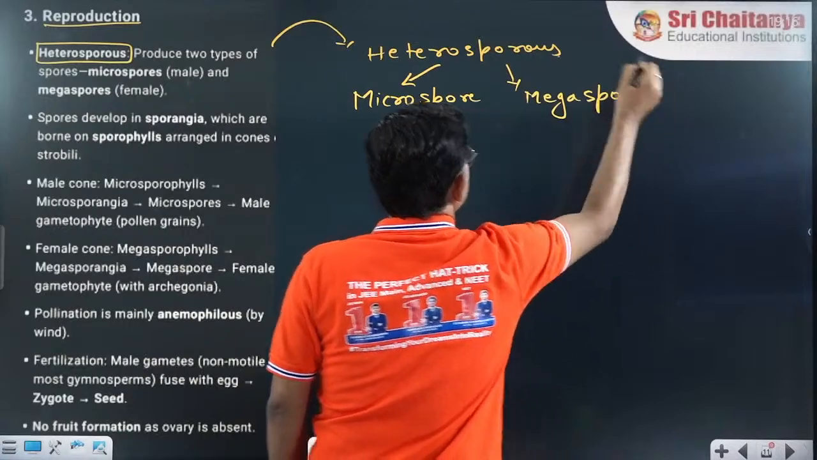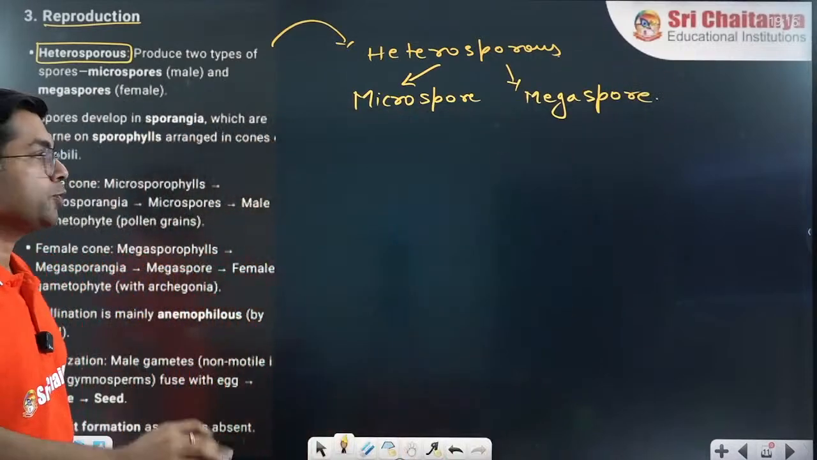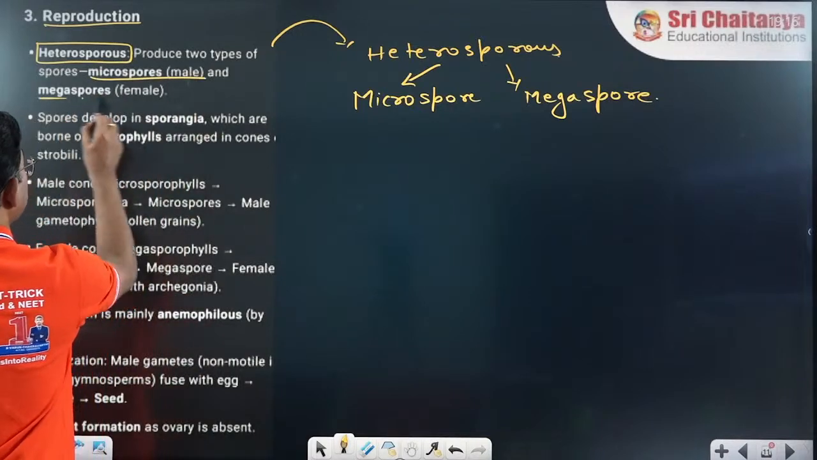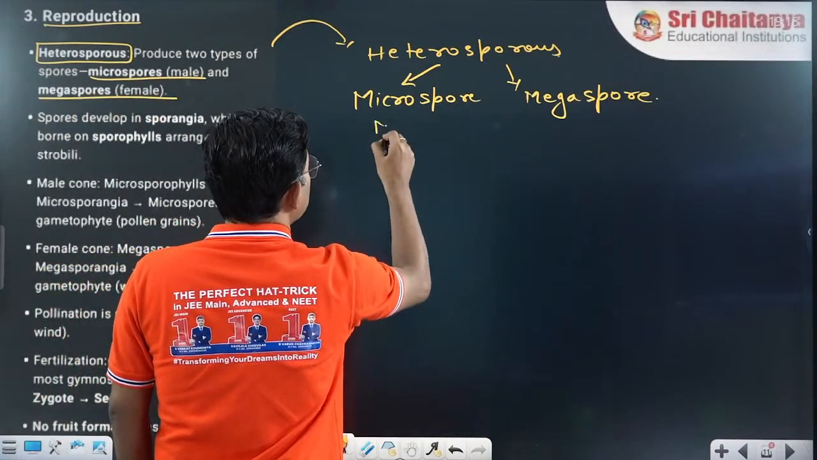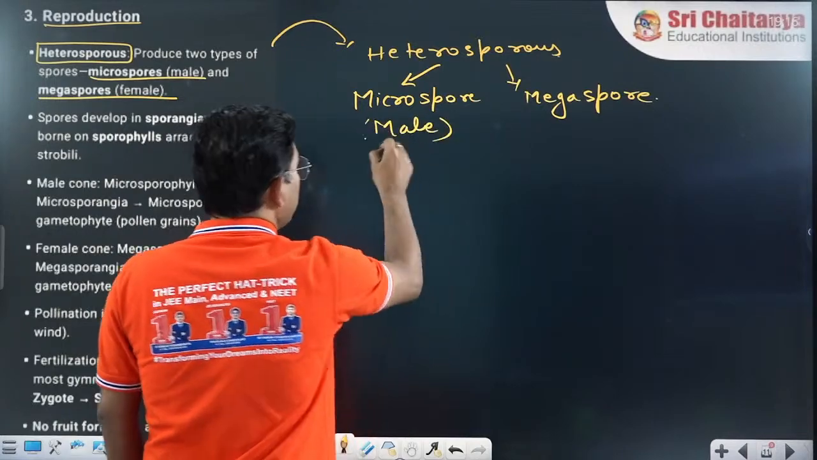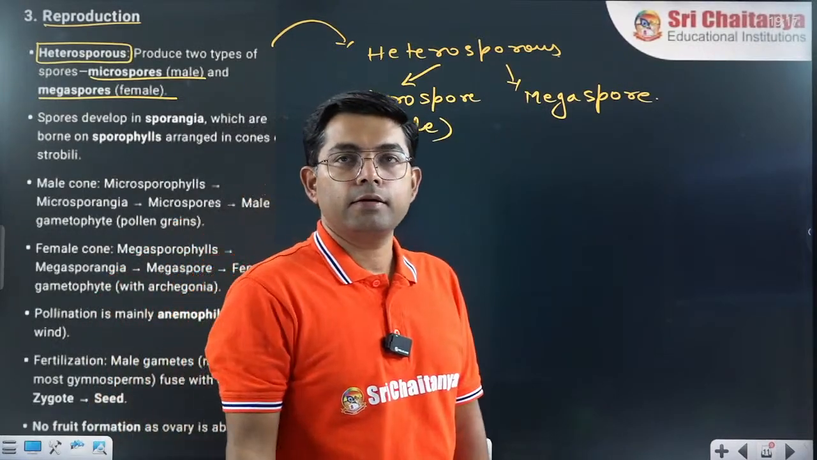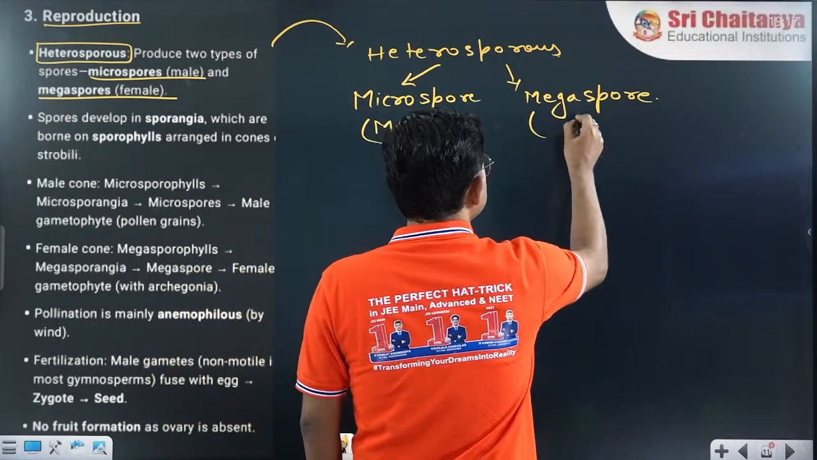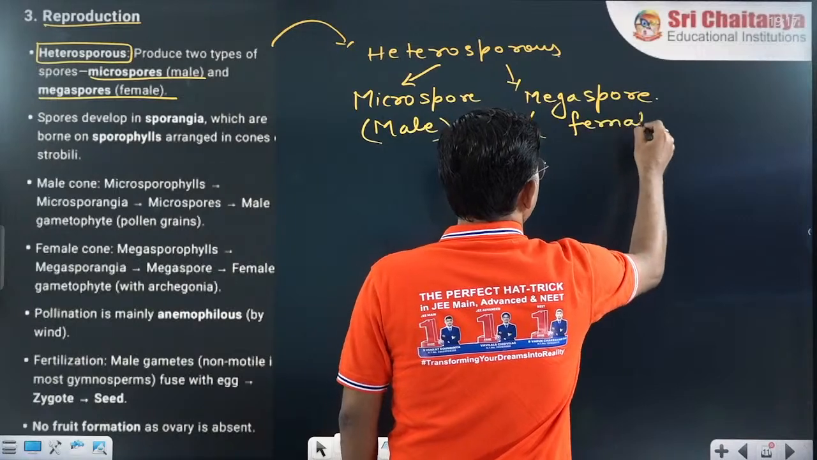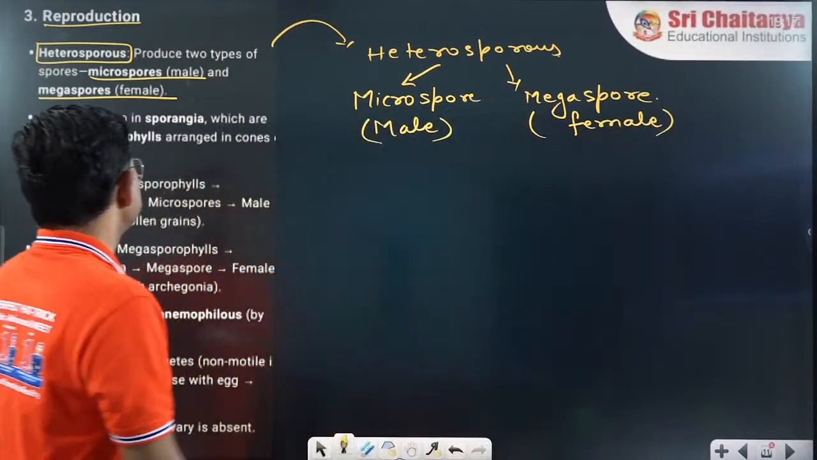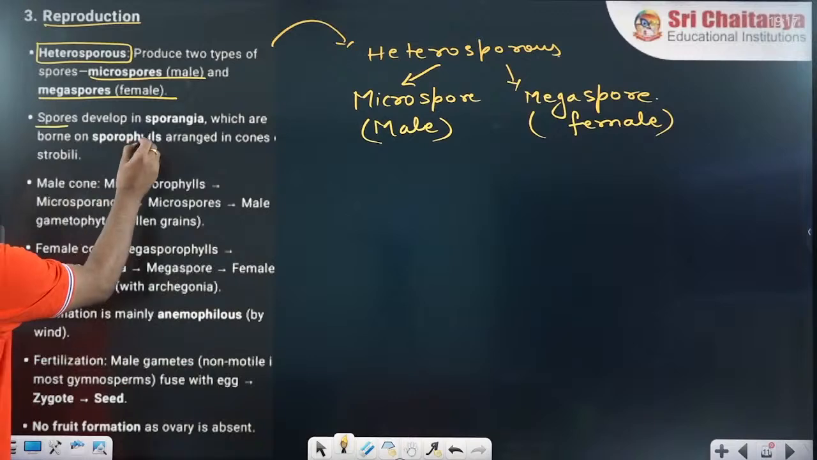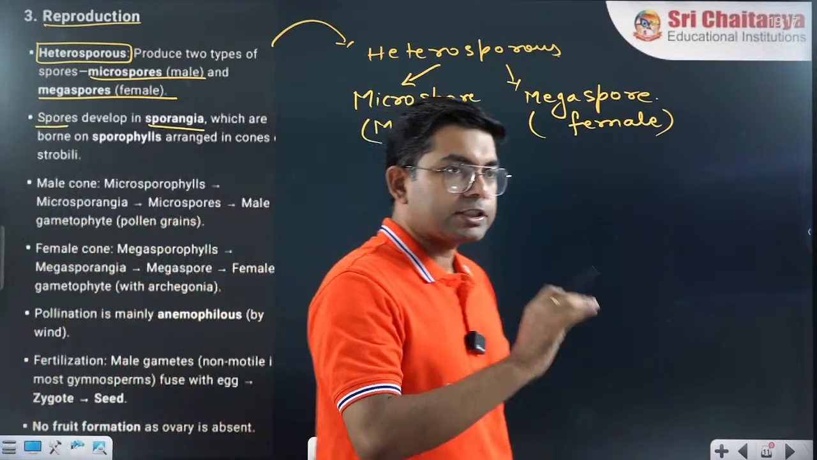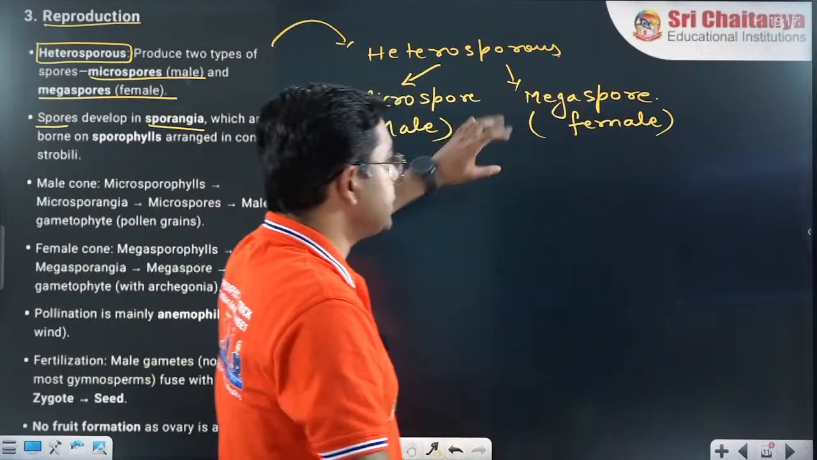So they are two types of spore. They are heterosporous in nature, right? They have microspore and megaspore. This microspore will be male spore. Wherever the word micro is there, it is male spore. Wherever the word mega is there, it means female. Next, spores develop in sporangia. Let's first understand here if this point is clear.